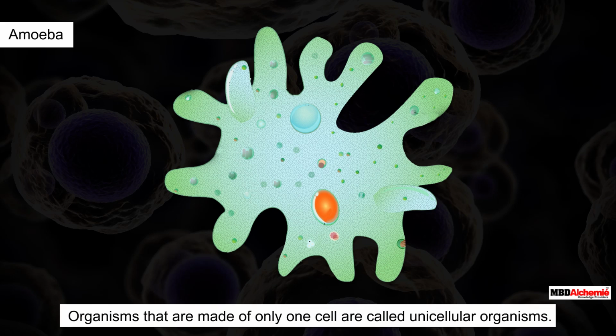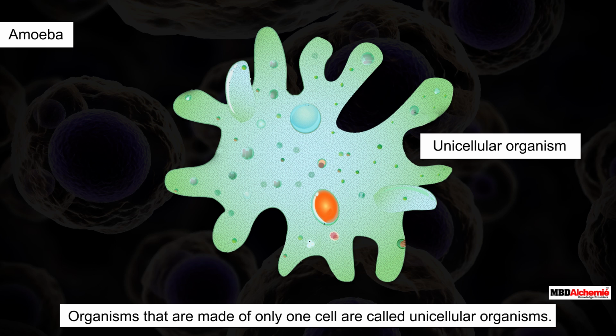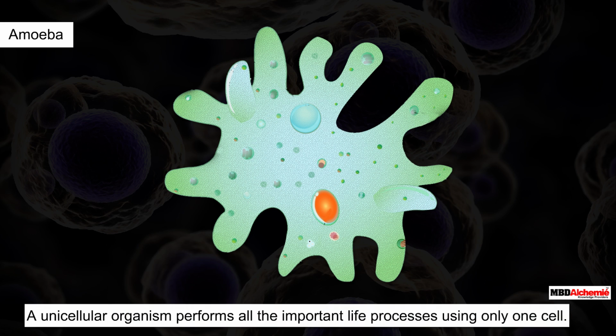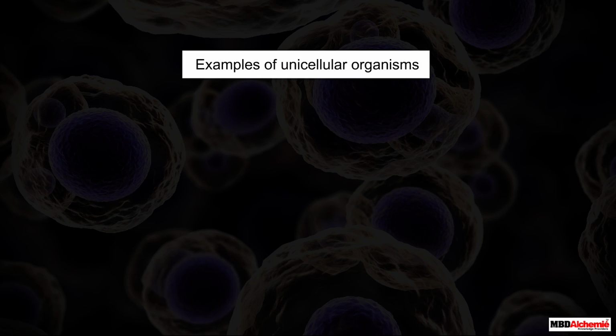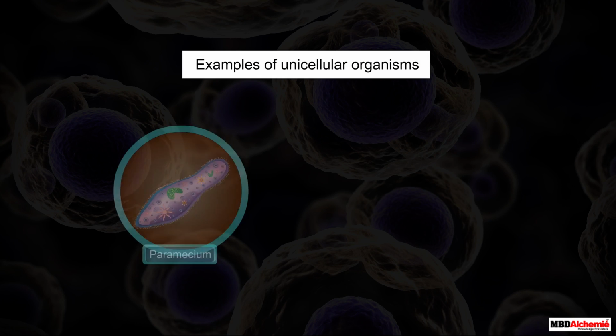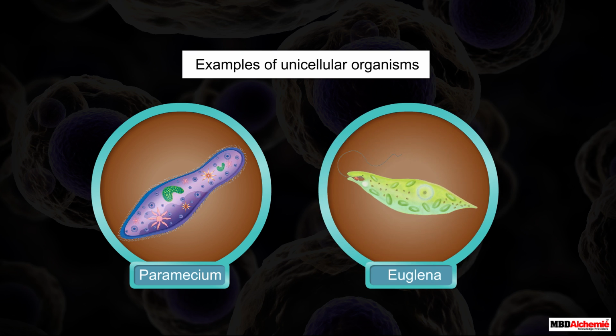Organisms like amoeba that are made of only one cell are called unicellular organisms. A unicellular organism performs all the important life processes using only one cell. Some other examples of unicellular organisms include Paramecium and Euglena.